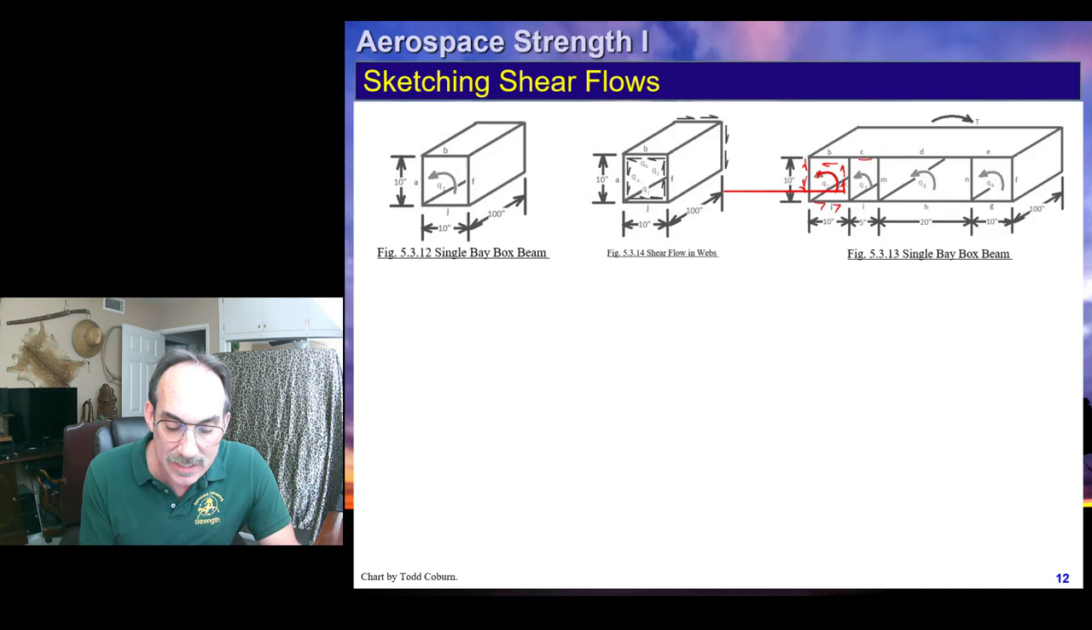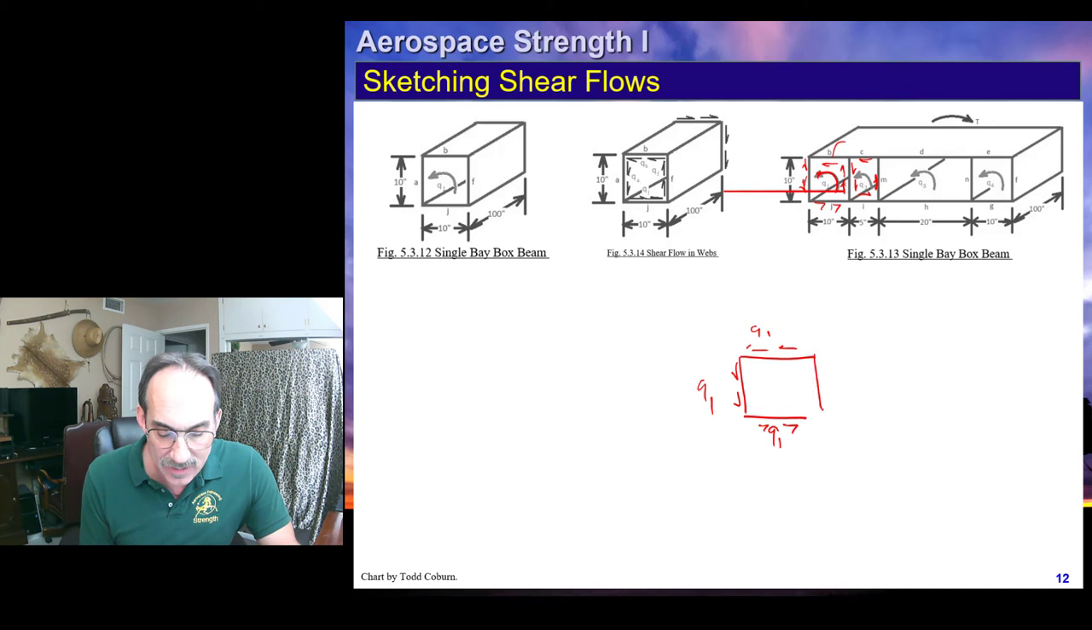But shear flow 2 does this. This is Q2, Q2, Q2, Q2. Now, if we look at web B, the only shear flow in it is Q1. In web A, the only shear flow in that is Q1. In this web, the only shear flow is Q1. But when we get to this web, we see that we have two shear flows. We have Q1 going up and Q2 going down. This is Q1, this is Q2.